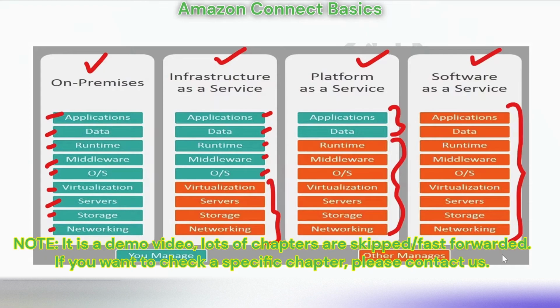Okay, this is the major difference between these four things. The first one is on-premises, where you are going to manage all those things inside the servers. With software as a service, you don't need to worry about anything. The cloud provider will manage all those things. Okay, then you might ask me, what is Amazon Connect and where is it coming in?